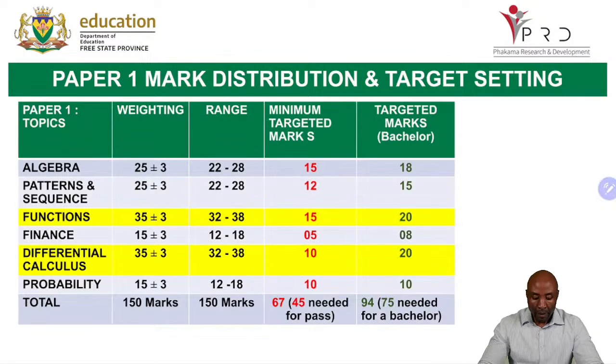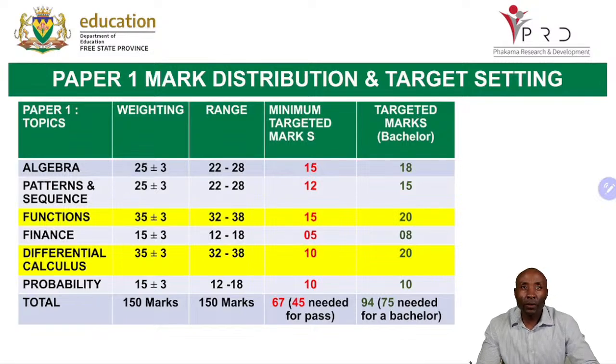Now, this is the topic breakdown and the mark allocation per topic. Algebra has between 22 and 28 marks. Patterns, sequences, and series has between 22 and 28. Functions has between 32 and 38. And financial maths has between 12 and 18 marks. Differential calculus has between 32 and 38. Probability has between 12 and 18.